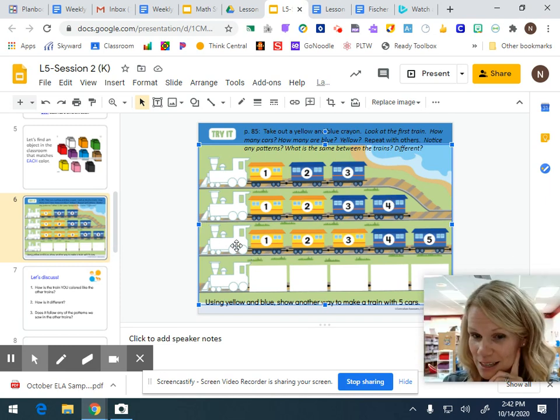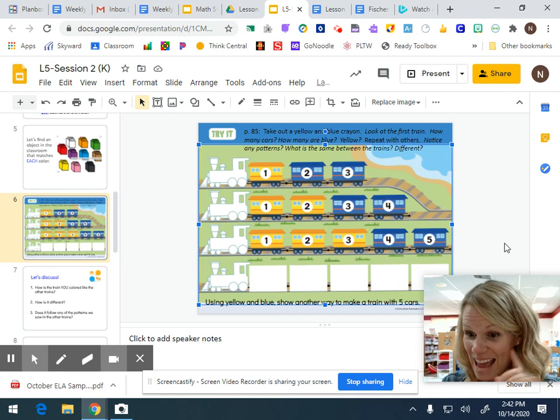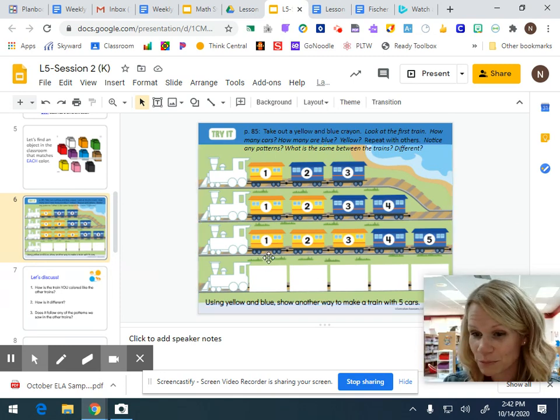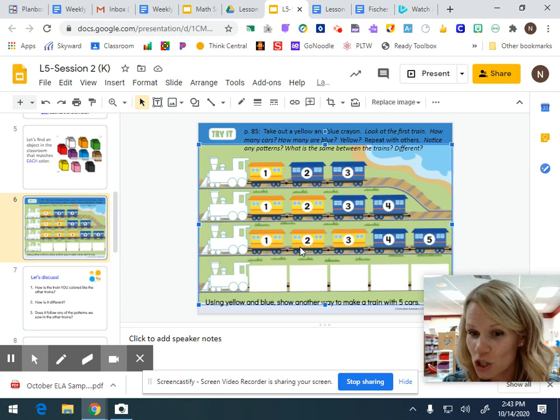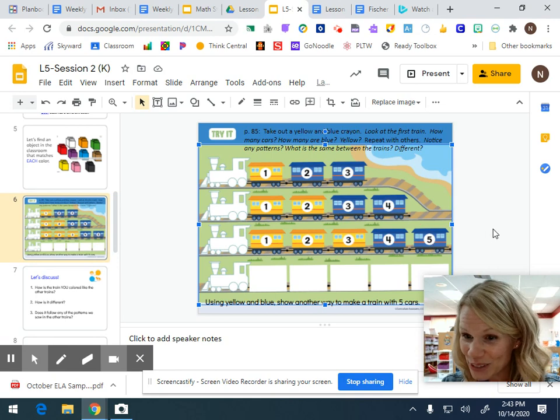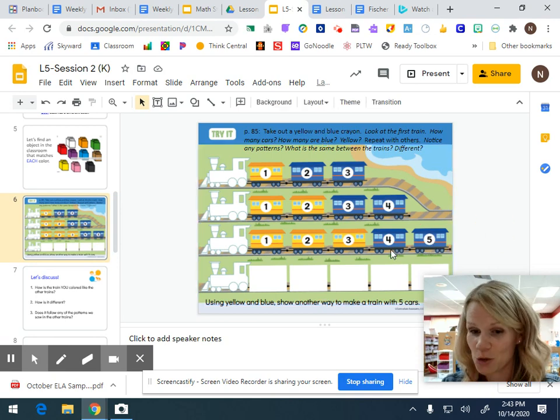Now let's look at this third train. You count. How many are there? Yeah, there's 5. How many are yellow? 1, 2, 3. How many are blue? 1, 2. Good job. So 3 are yellow and 2 are blue.